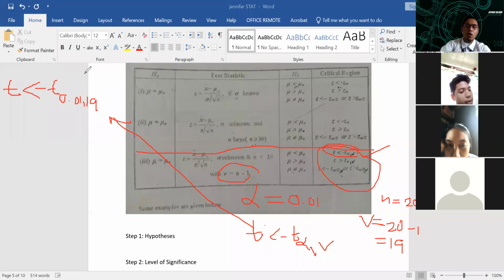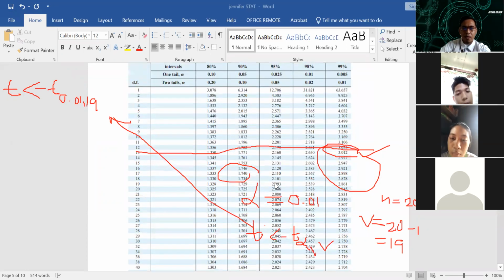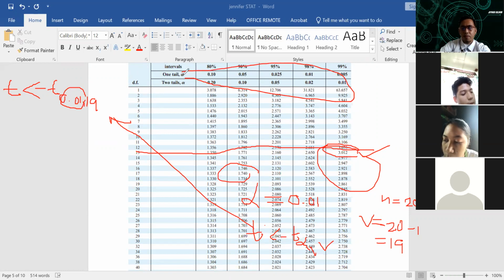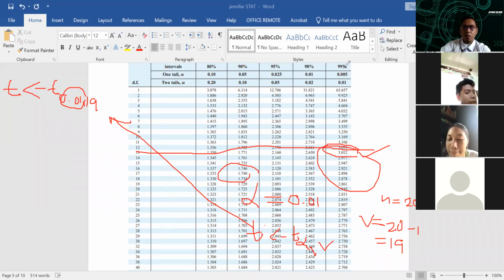Now, I want to show you where to compute, where to find the value. Now, what you will do in class is this: you use this table. You look for 0.01 in this portion, then you look for 19 here. We look for 0.01 because it is one-tailed, so this is what we will use.